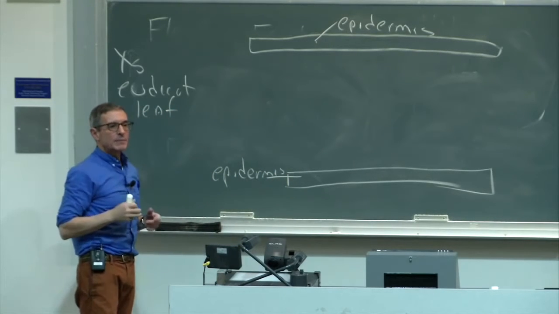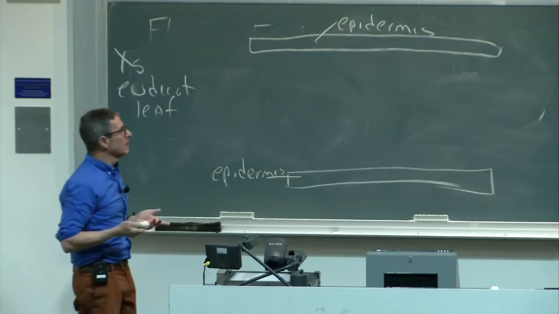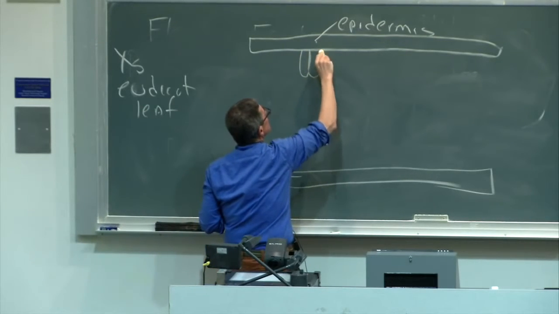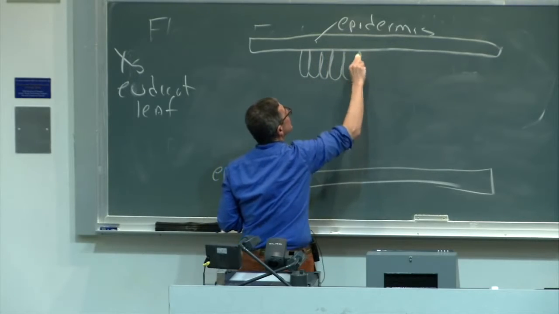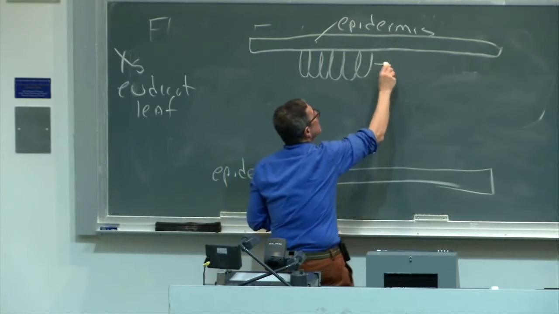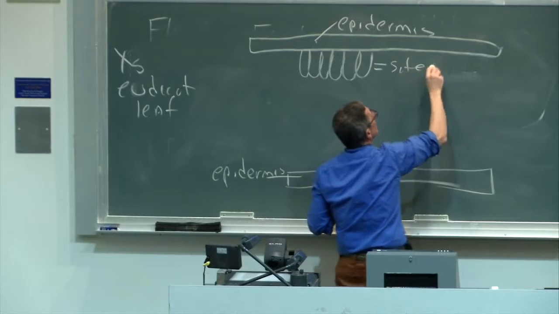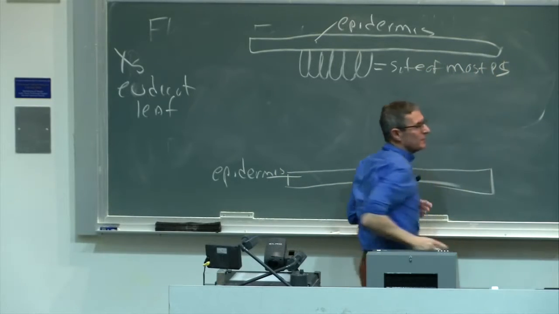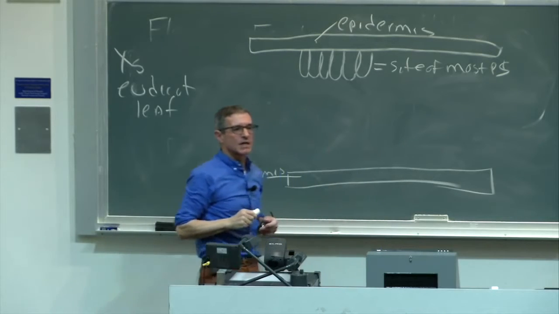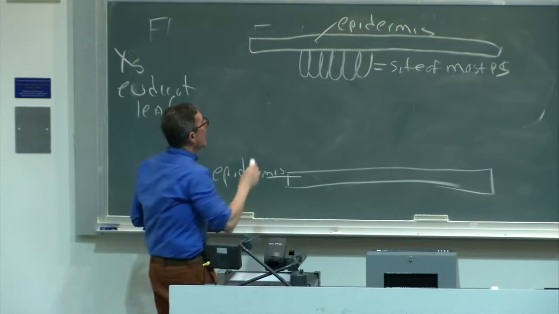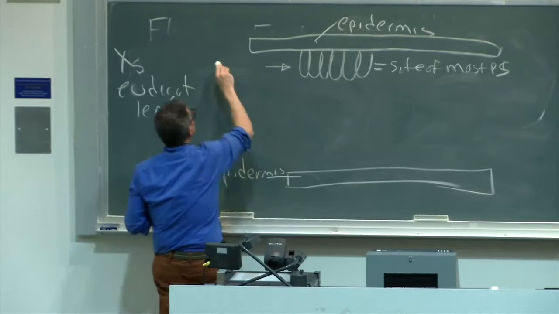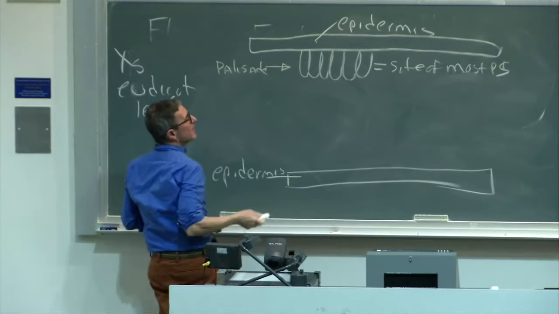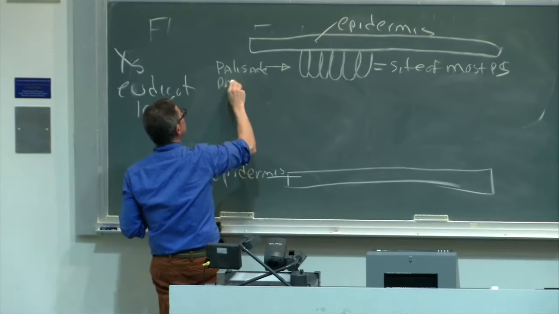Now, if we look directly beneath the epidermis on a typical leaf, we see these elongated cells. They kind of look like salamis hanging in a butcher window. These are the site of most photosynthesis. That's where most of the sunlight is captured. And we call these cells the palisade, and then the next word you know already, parenchyma.